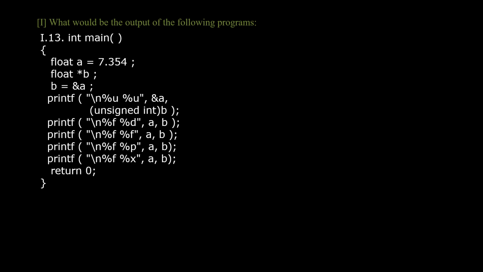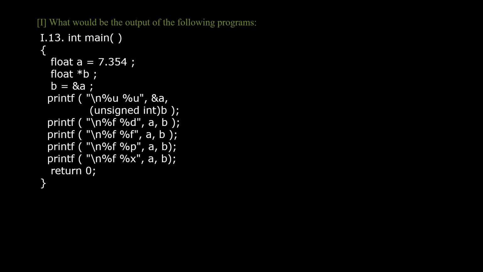Float a equal to 7.354 and float asterisk b equal to ampersand a. Now we are printing %u, ampersand a, and unsigned int b. So we are printing address of a here in the first line using %u. So %u actually expects unsigned int, but b is a float pointer. So we have to use a typecast here to avoid warnings.